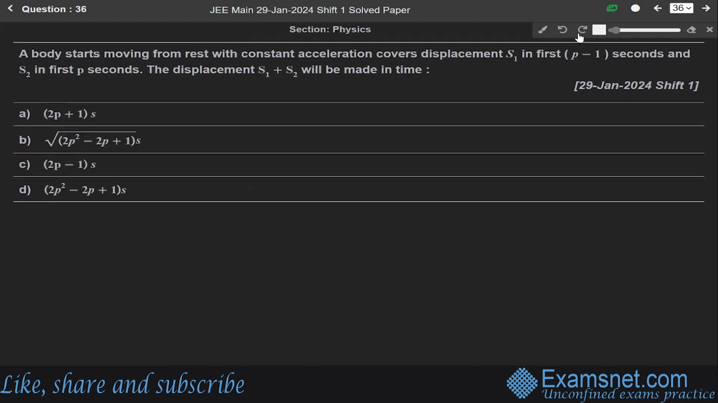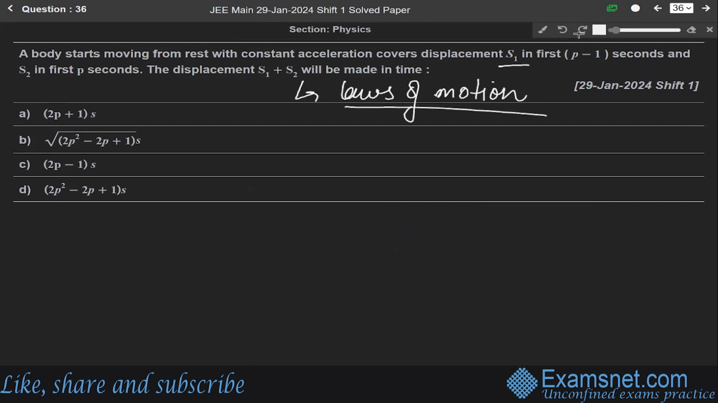Now question number 36. This question says that a body starts moving from rest with constant acceleration and it covers displacement S1 in first p minus 1 seconds and S2 in first p seconds. The displacement S1 plus S2 will be made in time. So this question is from the chapter of laws of motion.